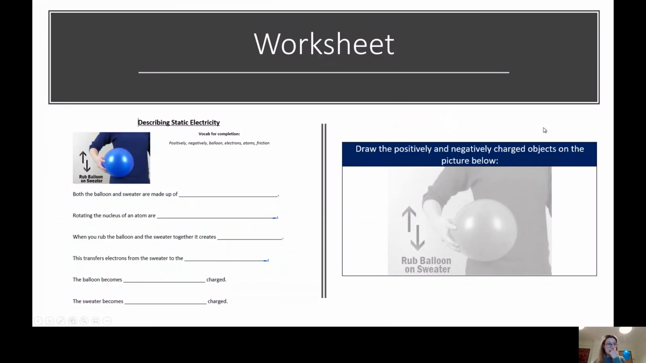I would like you to please complete this worksheet either on your computers or print it out if you can, or you can just write up the answers on a piece of paper if that's easiest for you. I would like you to use this vocab for completion to fill in the blanks, and I would also like you to label this diagram. I'd like you to label the balloon, and I'd like you to label the sweater either with a plus or a minus to indicate which one you think is negative and which one you think is positive, and then we'll go through the answers together. So please pause this video now and complete the answers.